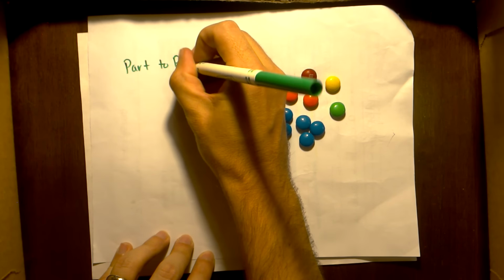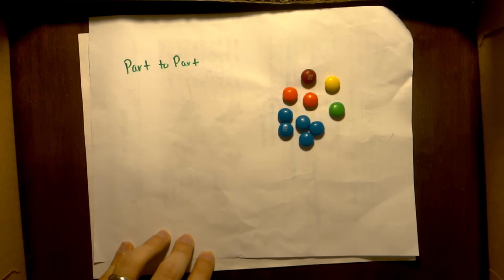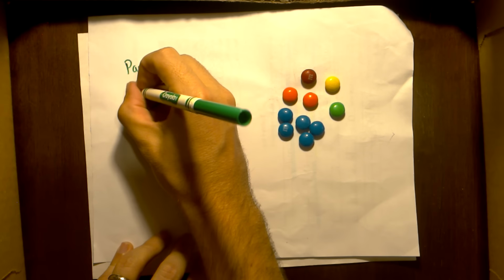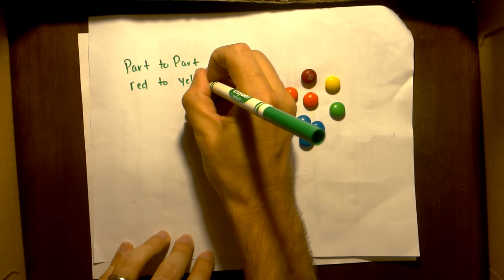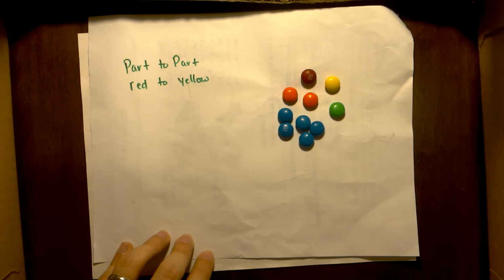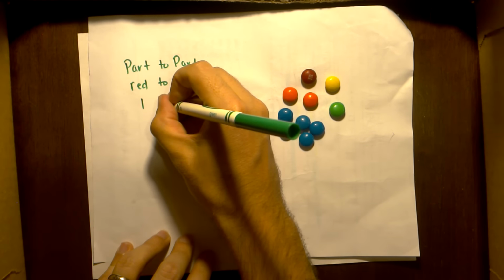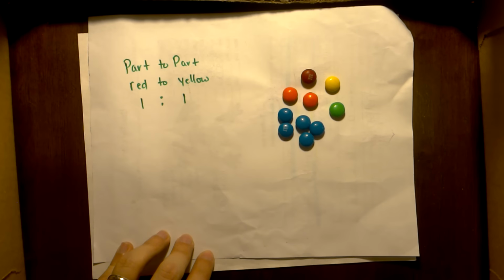If I wanted to do a part to part ratio, I could look at the red and yellow. Red to yellow. Red has 1. Yellow has 1. So red to yellow is 1 to 1. It's a 1 to 1 ratio. That means for every 1 red, I have 1 yellow.